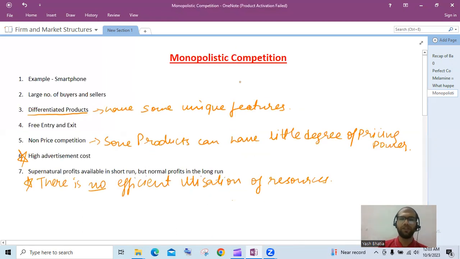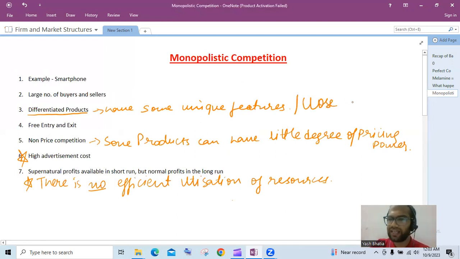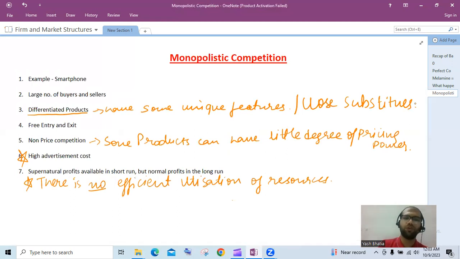In monopolistic competition, an example is smartphones. There are large numbers of buyers and sellers in the smartphone market. All the products are differentiated. They have some unique features. And one more thing to remember here is that the products are close substitutes, not exact substitutes. Every smartphone does the basic need of calling or texting, but has some unique features. They are differentiated products.